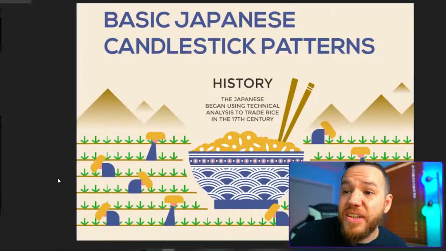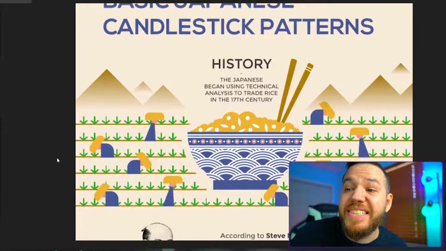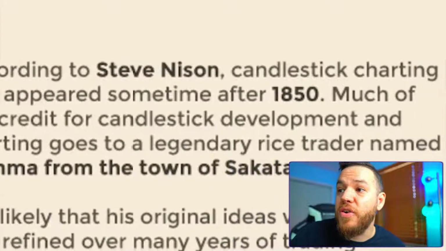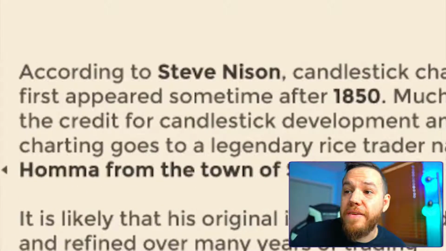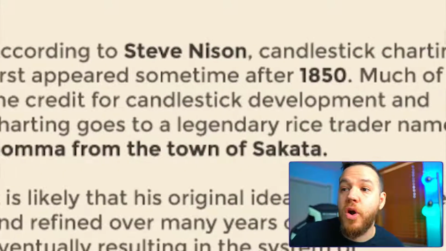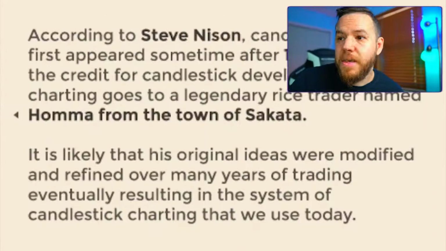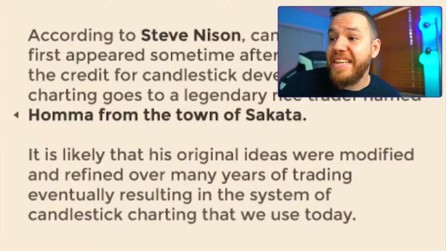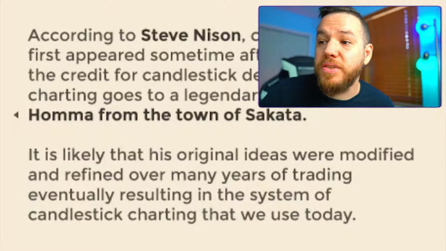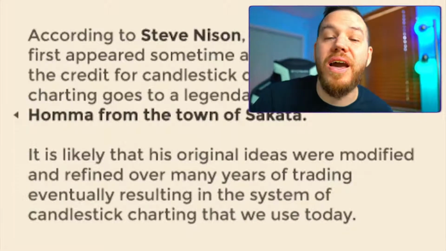So let's get a little backstory on candlestick charts. The Japanese began using technical analysis to trade rice in the 17th century. Candlestick charting first appeared sometime after 1850. Much of the credit for candlestick development and charting goes to the legendary rice trader named Homma from the town of Sakata. It is likely that his original ideas were modified and refined over many years of trading, eventually resulting in the system of candlestick charting that we use today.